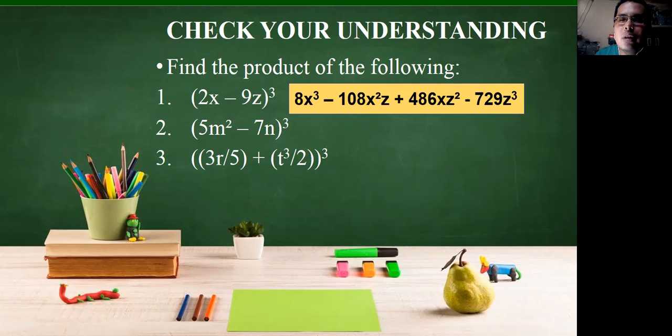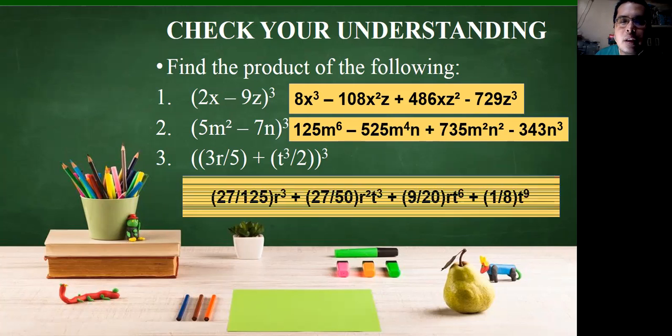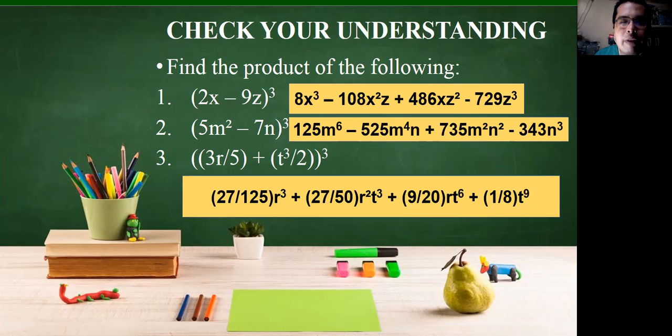Okay, got it. So number two, the answer is 125m to the sixth power minus 525m to the fourth n plus 735m squared n squared then minus 343n cubed. And lastly, that will be 27 over 125 r cubed plus 27 over 50 r squared t cubed plus 9 over 20 rt to the sixth power and lastly 1 over 8 t to the ninth.